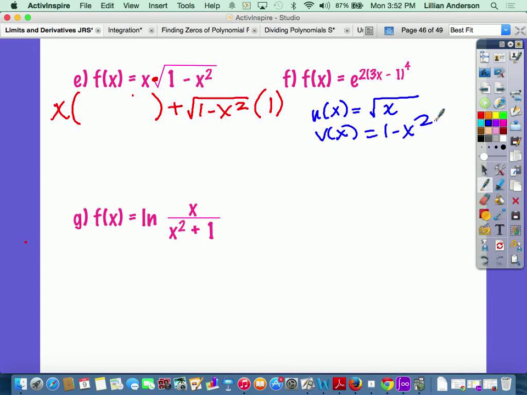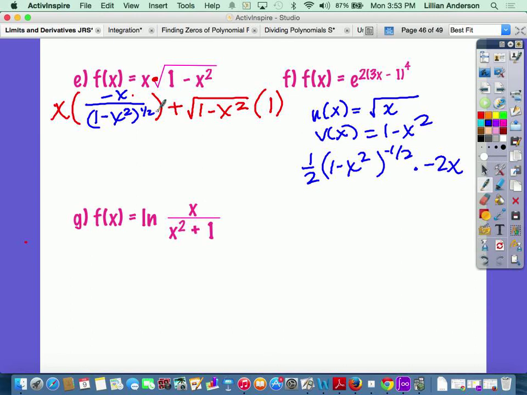So remember, to take the derivative using chain rule, you take the derivative of u, which would be 1/2 x to the negative 1/2. But again, instead of writing x, you're going to write in v times the derivative of v, which would be negative 2x. So when you multiply that and simplify, you're going to get negative x over 1 minus x squared raised to the 1/2. Because remember, we want positive exponents here.